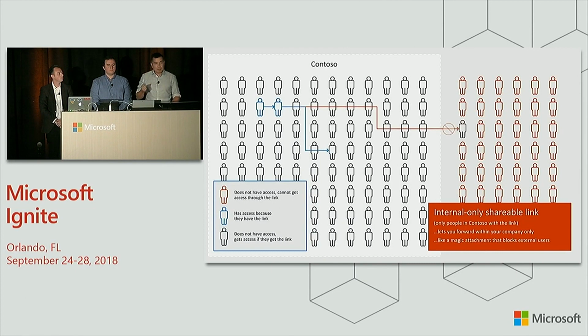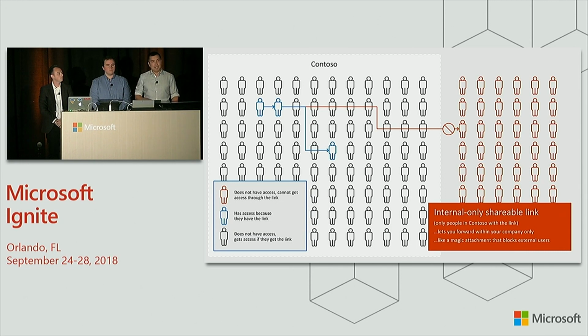Visually, you can see it's similar to an anyone link in that I can pass the link on to other people. But if I pass the link on to someone outside of my organization, they're not going to be able to use it. They'll get an access denied, and my data is safe. In a way, you can think of it as this magical, wonderful attachment that just doesn't work when it leaves your company.